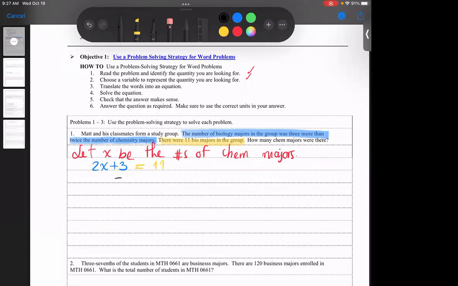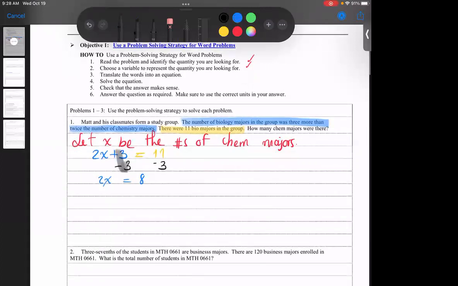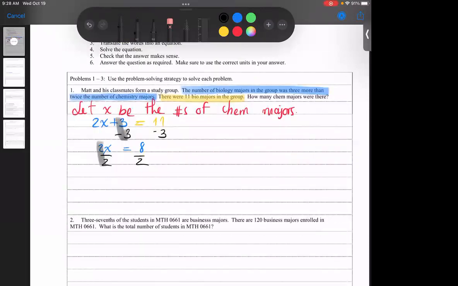You guys know how to solve for X? Subtract 3 from both sides. So I have 2x equals 8, divide both sides by 2, and x equals 4. So 4 students. Don't forget the units, okay? That's 1 point. 4 students in chemistry majors, not many. Because it's harder, apparently.